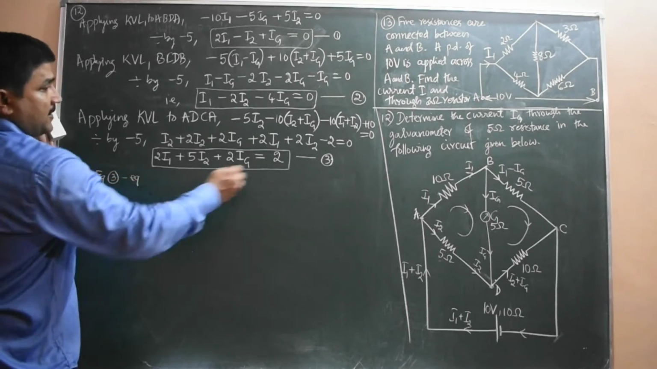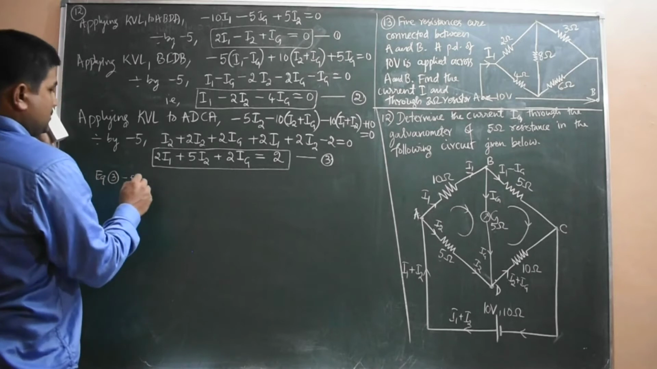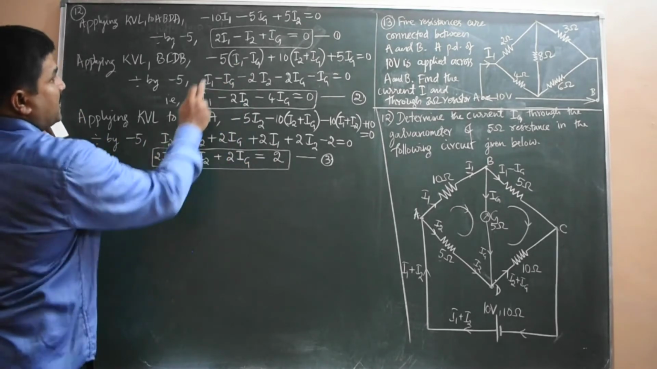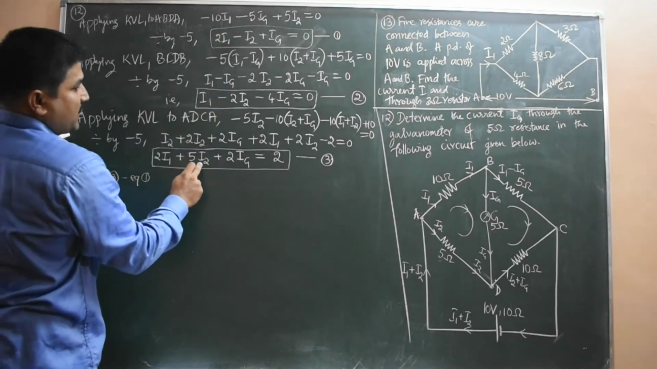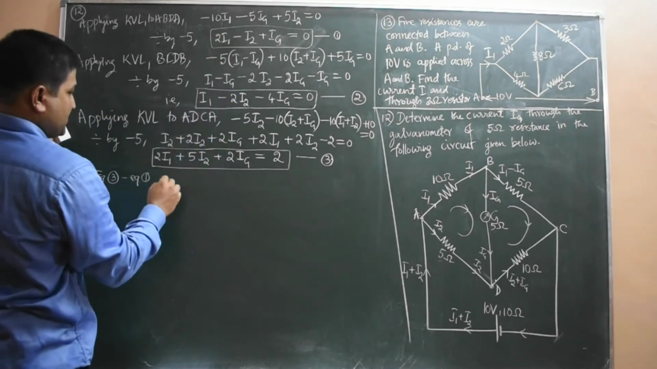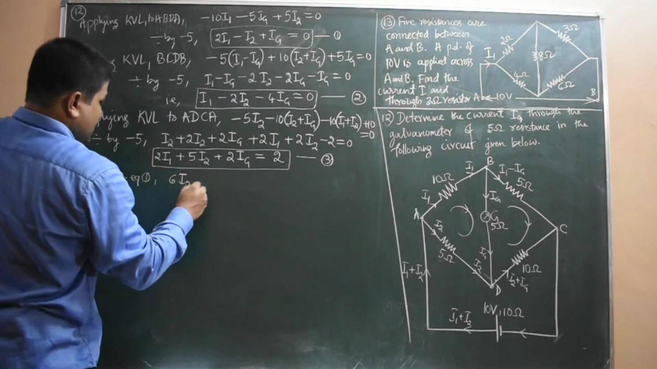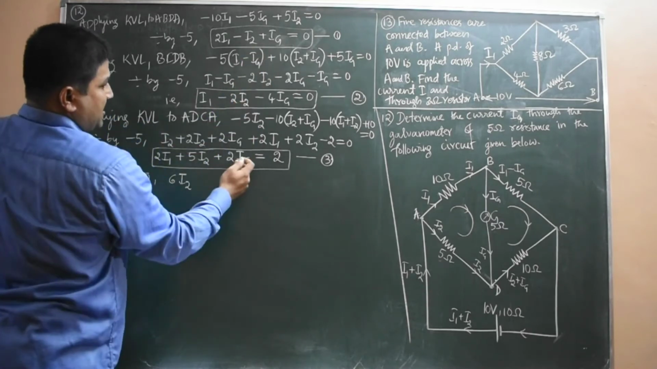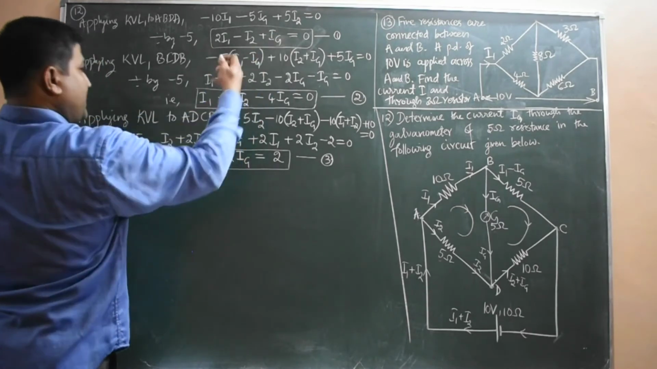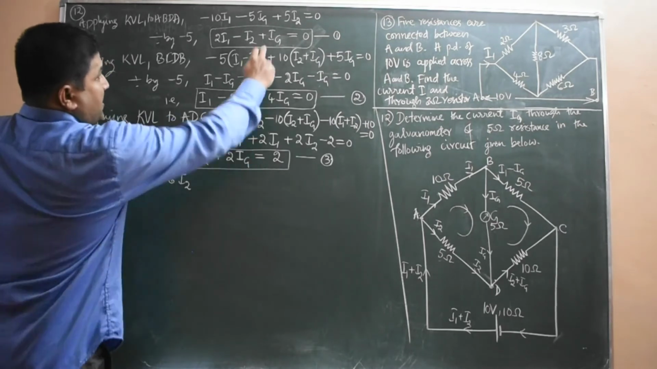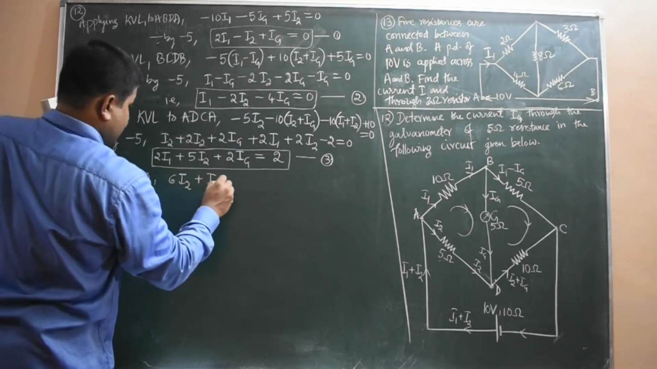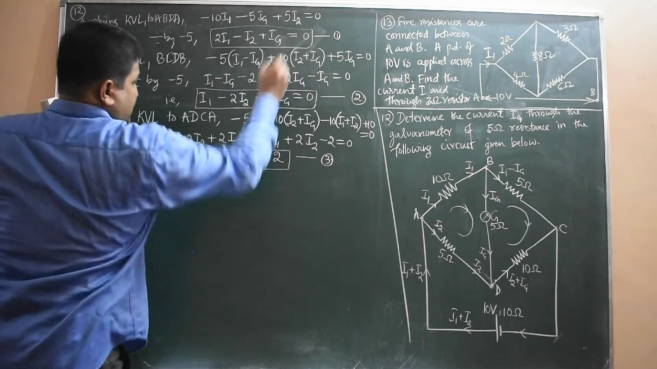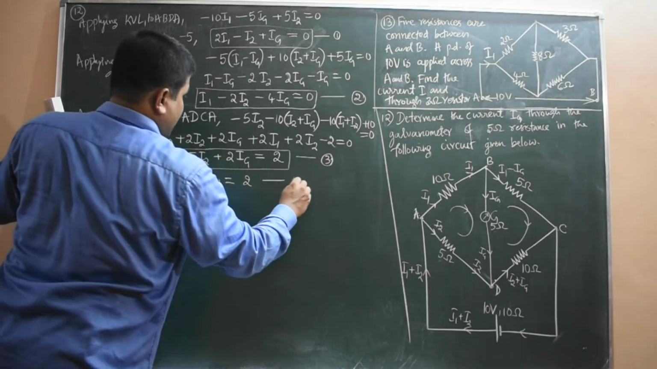So now equation 3 minus equation 1. Because 2I1 minus 2I1 cancels, 5I2 minus of minus I2, so it is 6I2. Then next 2Ig minus Ig. Subtracting means all the terms you have to make negative and add, that's all. So 2Ig minus Ig is plus Ig, equal to 2 minus 0 is 2. This equation I call equation number 4.